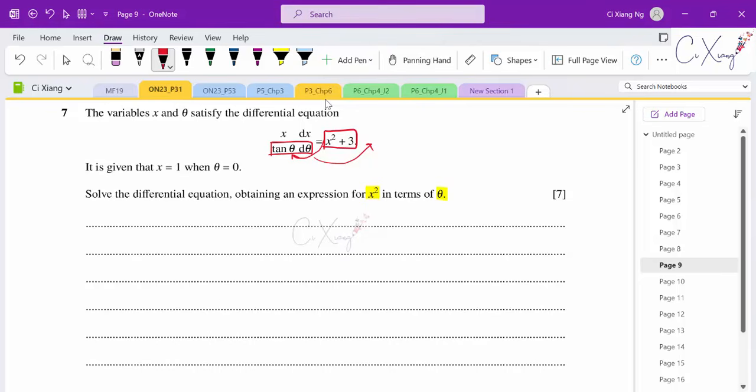So if I move them in this way, basically what I have here is x over x squared plus 3 equals tangent theta d theta. From here you can see very clearly that I have successfully separated all my variables to two different sides. All the x are at the left hand side, all the theta are at the right hand side. After I separate them clearly, then I can start my integration.